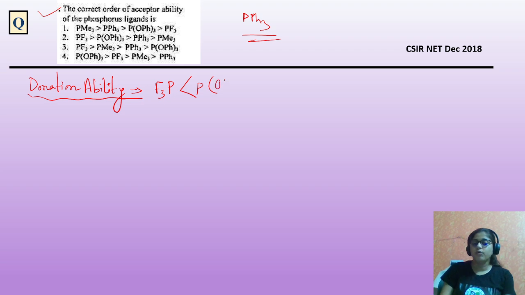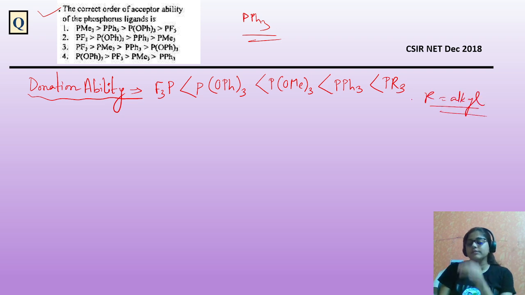P(OPh)3, fine. Now P(OMe)3, fine. Now PPh3, let's say. Fine. Now PR3, R means alkyl. So the phosphorus ligand which has only alkyl groups can donate in a better way than all of these. Okay, so this is the donation ability. Obviously the acceptor ability will be the reverse of it.